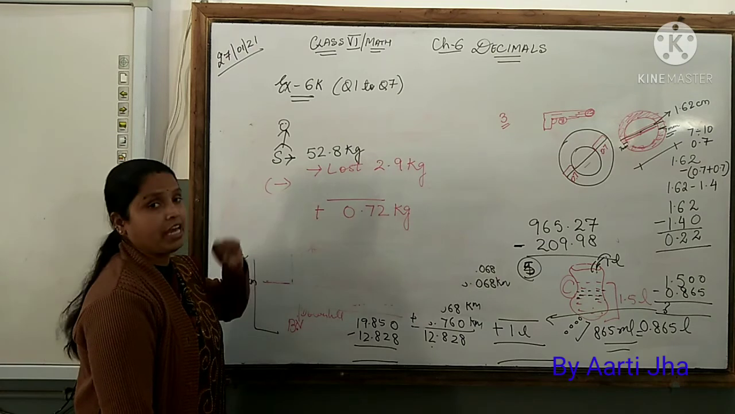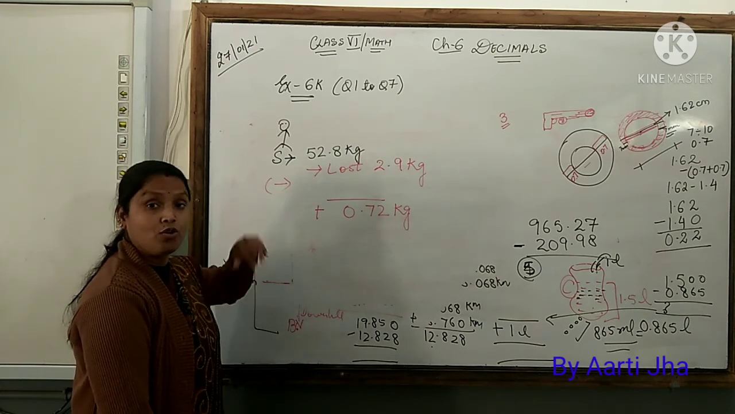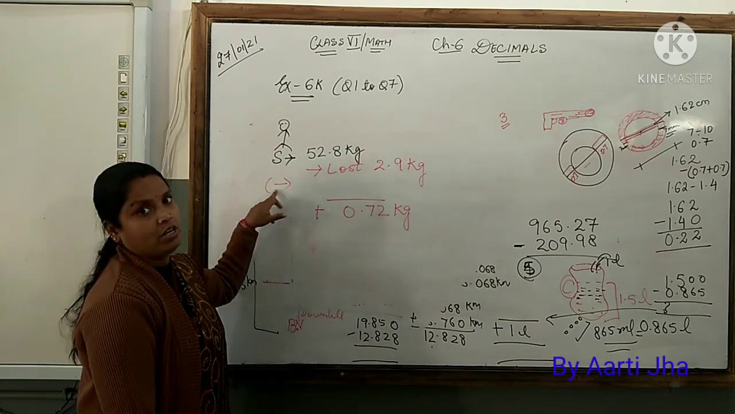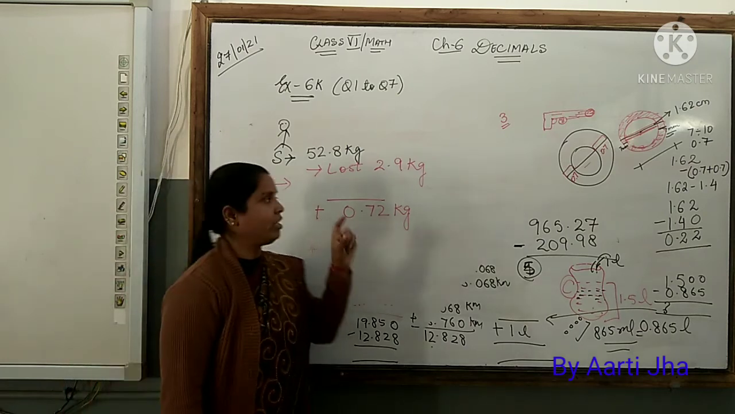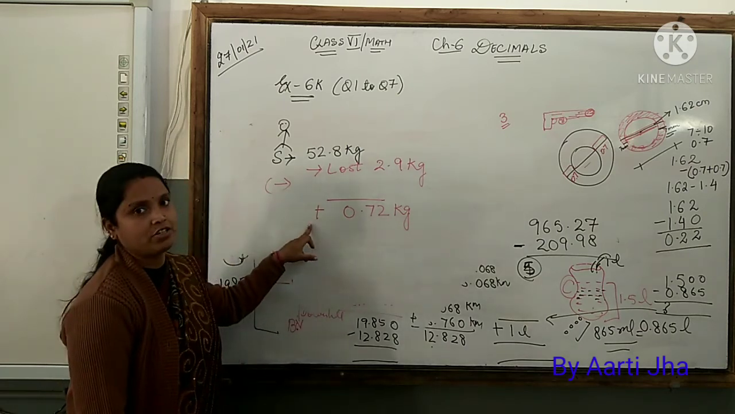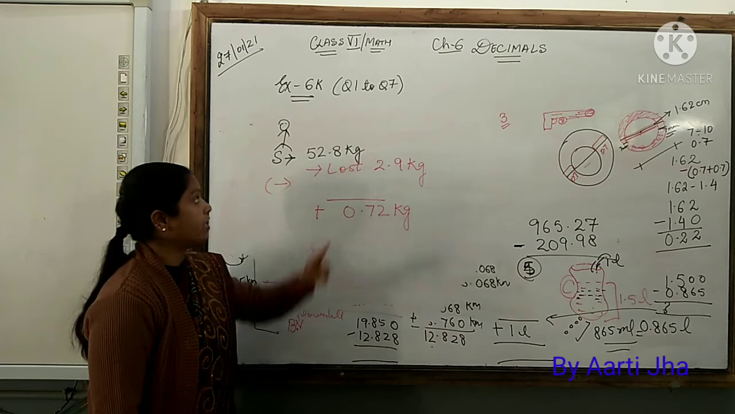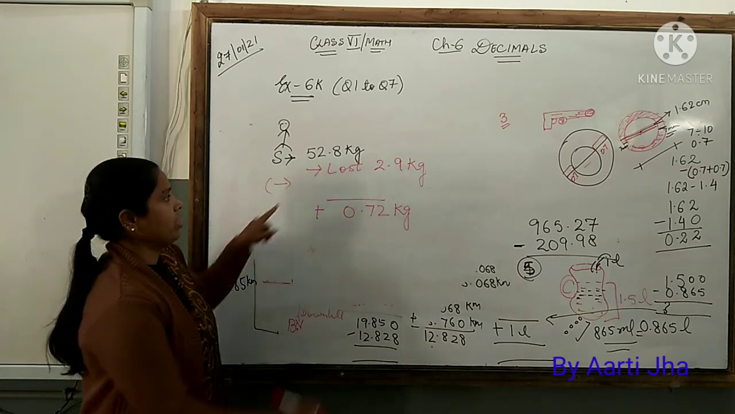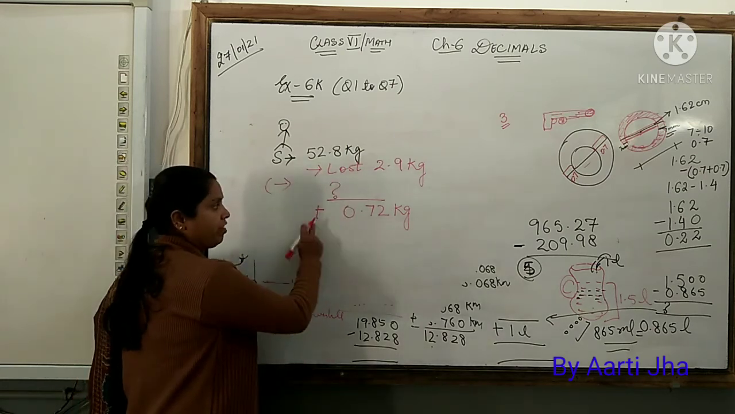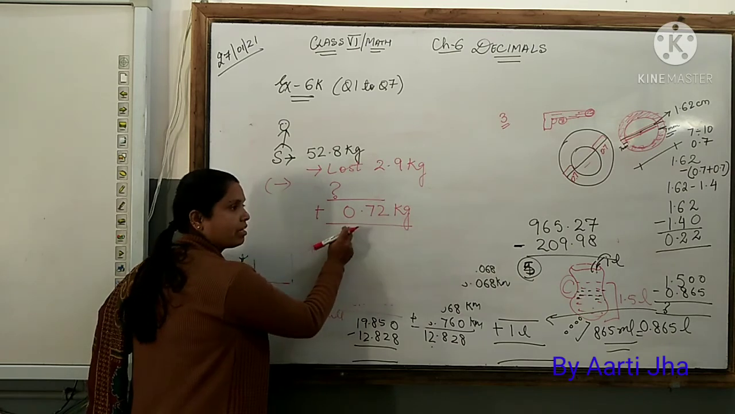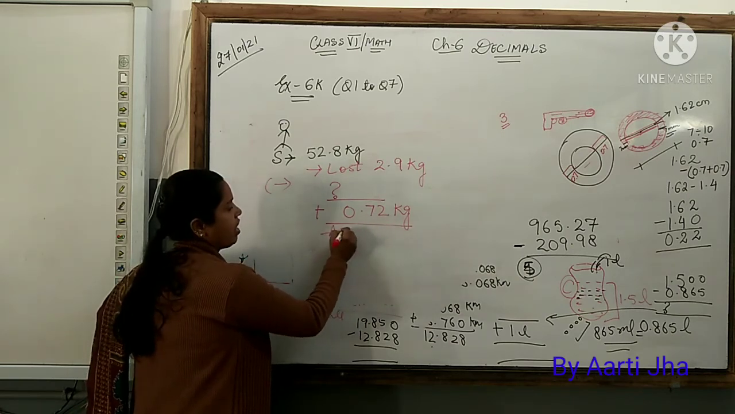Gained. How much has he gained? Gain means addition. Losing means subtraction. Remember the words: losing is subtraction, gain is addition. So the answer you will get is, after losing, the weight here will be added up with the gained weight, and then this is your answer.